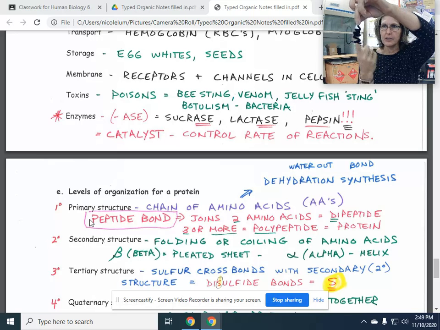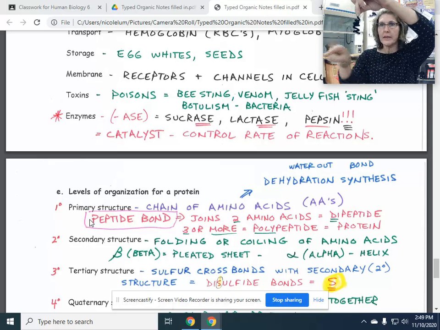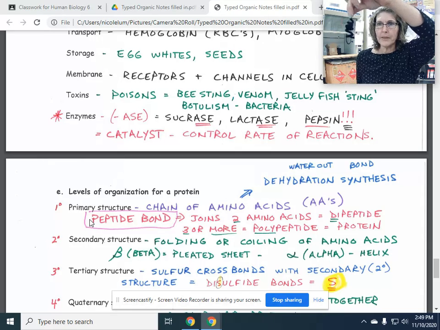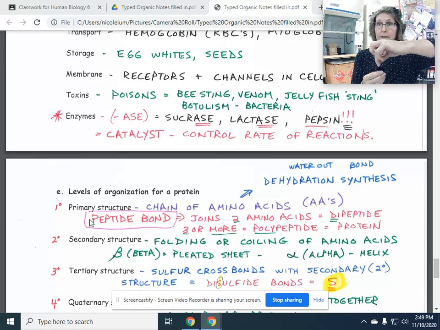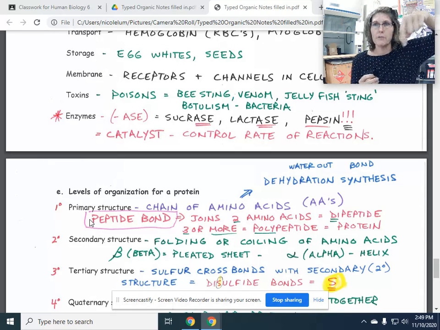I'm taking it and it's becoming a little bit more complex. So that secondary structure is either going to be that beta pleated sheet where it's folded, you guys folding each other within the room, within your seats. Or if I said, okay, everybody's still holding hands, spiral around each other.